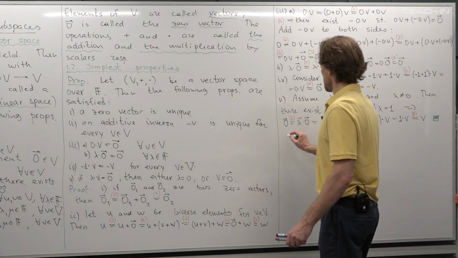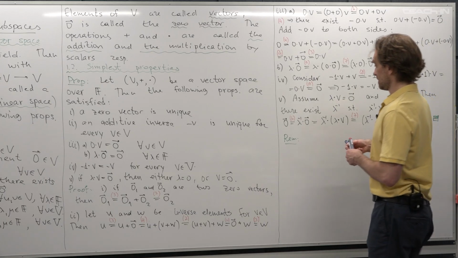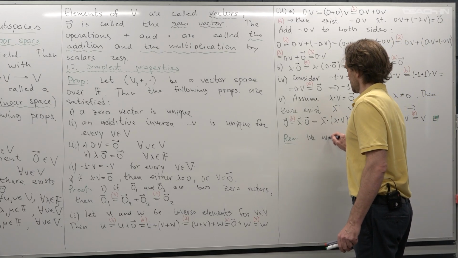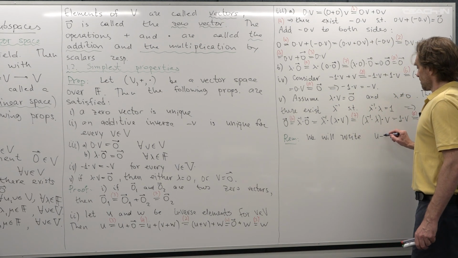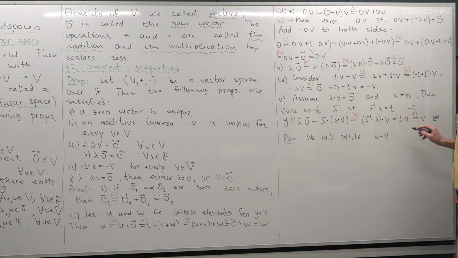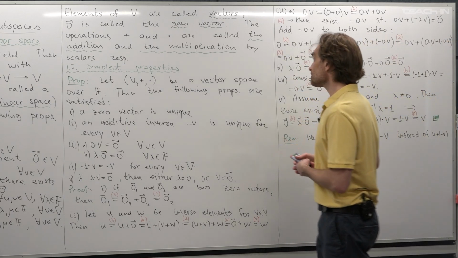Okay, and so I will just make a remark that we will write u minus v instead of u plus minus v. So when the additive inverse of the vector v is added to u, we will just write u minus v. So this is something common for other situations.